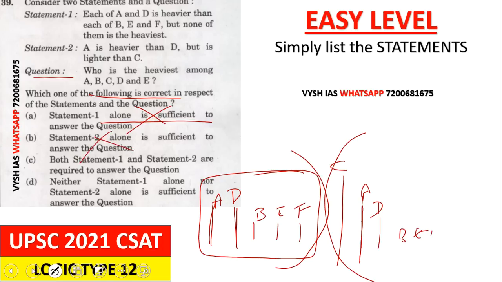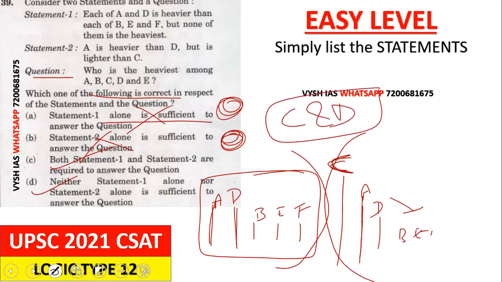Both statement 1 and statement 2 are required to answer, yes. If we have both statements, we can tell C is bigger than A, and D is anyway bigger than B, E, F. So C is the biggest, so we can use both statements. The last one is that neither statement 1 alone nor statement 2 alone is sufficient. That's also true. Neither statement alone, meaning this alone cannot solve your question. So both C and D are the answer.